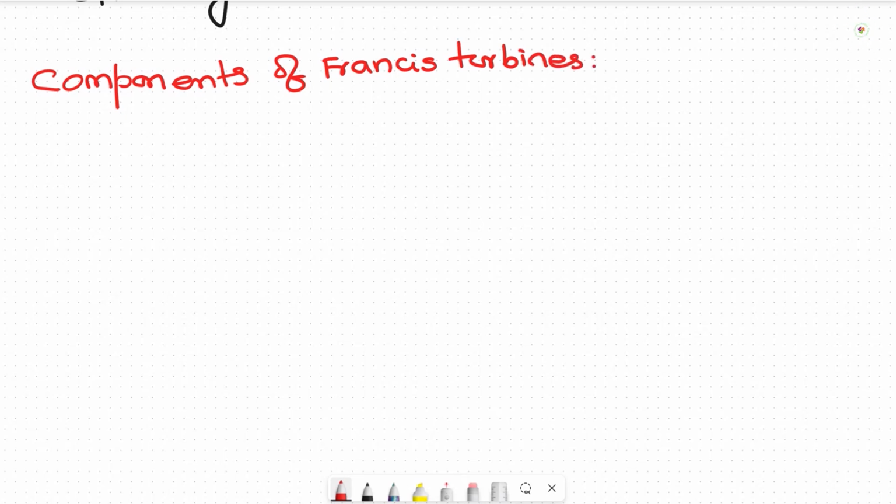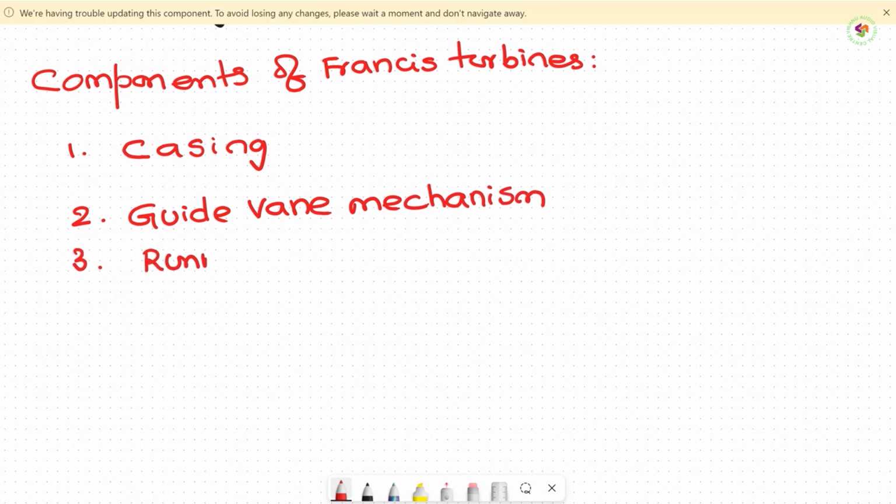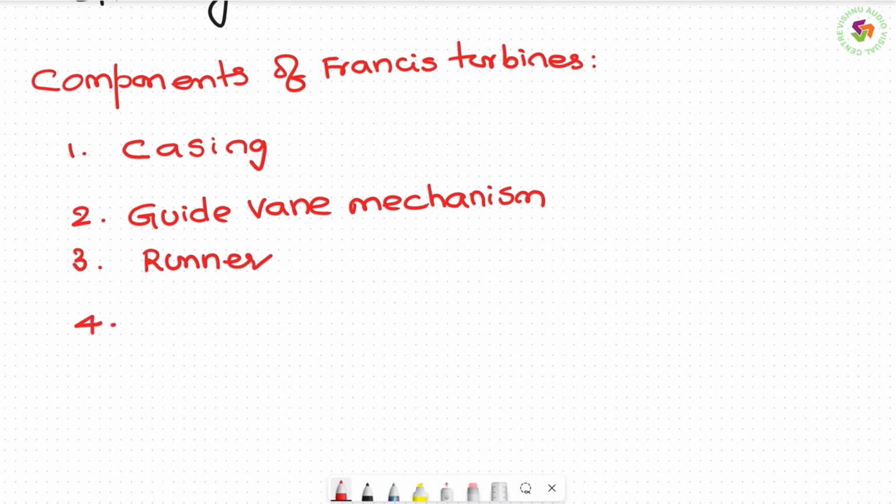Let me go into the second topic, components of the Francis turbine. The various components of Francis turbines are: number one, the most important thing, casing. Number two is the guide vane mechanism. The third one is the runner. The fourth one is the draft tube.